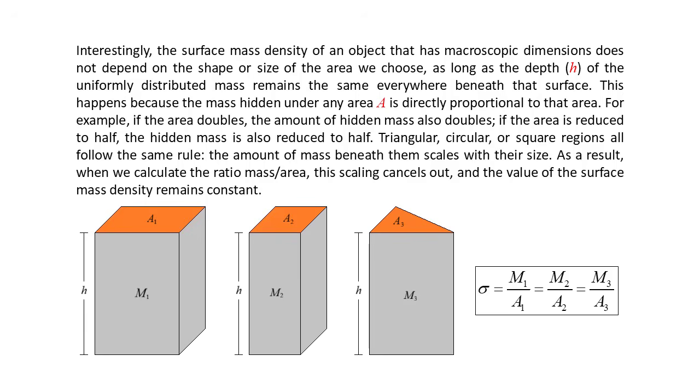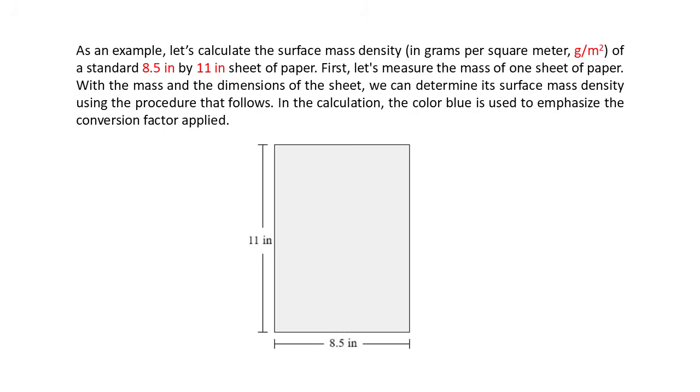For example, if the area doubles, the amount of hidden mass also doubles. If the area is reduced to half, the hidden mass is also reduced to half. Triangular, circular, or square regions all follow the same rule. The amount of mass beneath them scales with their size. As a result, when we calculate the ratio mass/area, this scaling cancels out, and the value of the surface mass density remains constant.